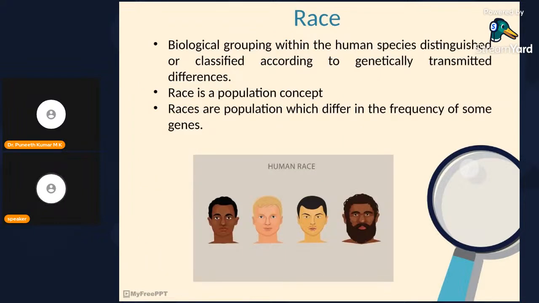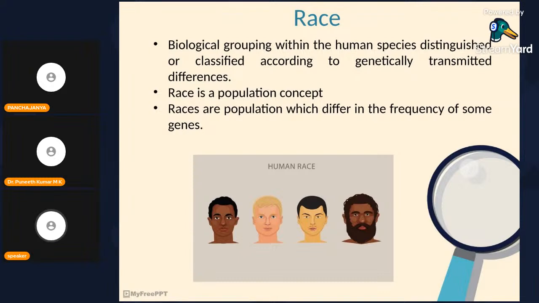Race. It is a biological grouping within the human species, distinguished or classified according to genetically transmitted differences. Here, among humans, we see different varieties of persons, and each person has their own individuality or peculiarities in physical appearance, like color, hairstyle, complexion, etc. These are categorized into groups based on similarity, and that is called a race. Because of that, genetically transmitted differences are mentioned.